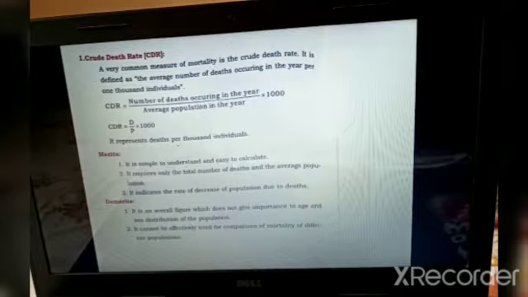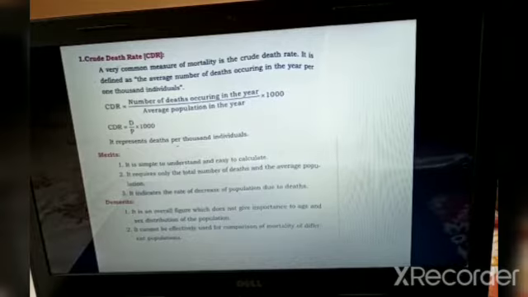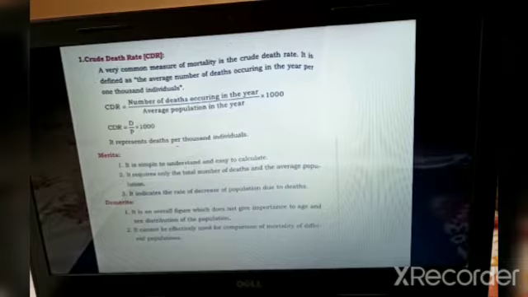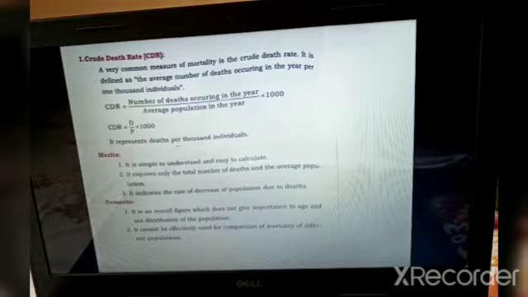The first one is crude death rate. A very common measure of mortality is the crude death rate. It is defined as the average number of deaths occurring in a year per 1000 individuals. The formula to calculate crude death rate is number of deaths occurring in the year divided by average population in a year into 1000. If you want to see now crude birth rate, that was same like crude death rate itself. That was number of live births in a year divided by average population in a year into 1000.